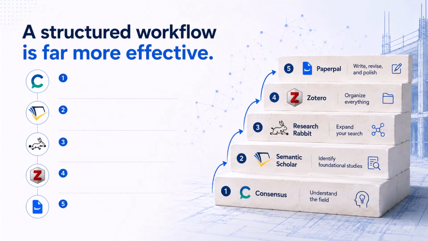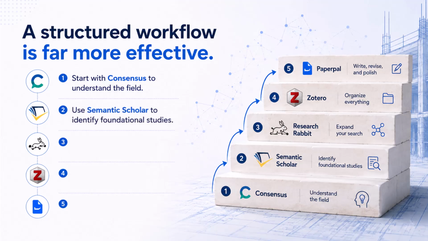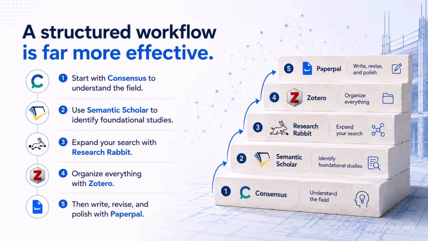The biggest mistake researchers make is searching randomly and hoping to find good sources. However, a structured workflow is far more effective. That's why you should start with Consensus to understand the field, use Semantic Scholar to identify foundational studies, expand your search with Research Rabbit, organize everything with Zotero, then write, revise, and polish with Paperpal. By following this sequence, you'll spend less time searching blindly and more time engaging with high-quality research.